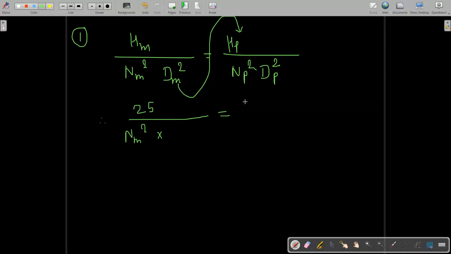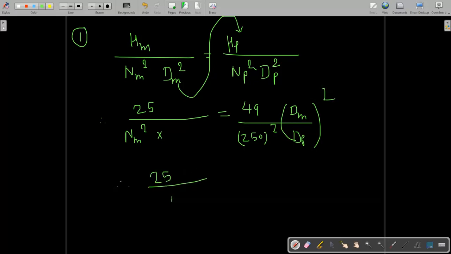So here the head of the actual machine is 49 meter divided by actual rpm is 250 rpm whole square, and dm, diameter of model divided by diameter of prototype whole square, okay. So 25 divided by rpm of model whole square is equal to 49 divided by 250 whole square, and here diameter of model upon diameter of prototype is ratio 1 by 5, okay, whole square.